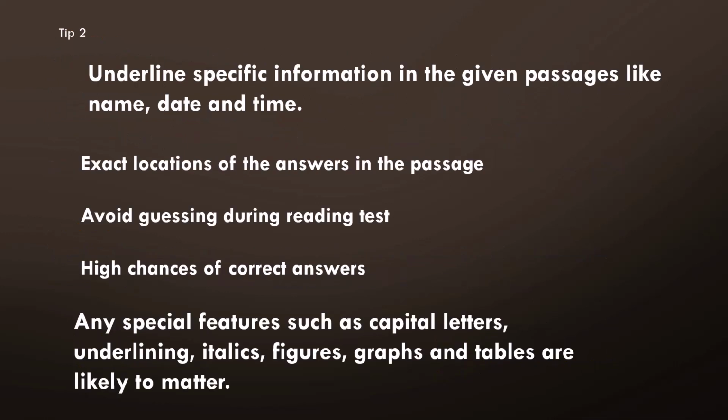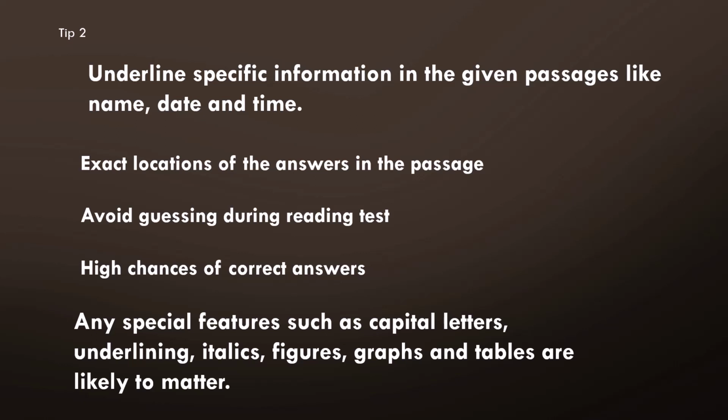Tip number two: underline specific information in the given passages, like names, dates, and times. Keep in mind that in every passage there is specific information: names are there, dates are there, and times are there. So whenever dates, times, and names are mentioned, specific details are there in that area. So whenever you are dealing with the IELTS reading module, pay specific attention to names, dates, and times.